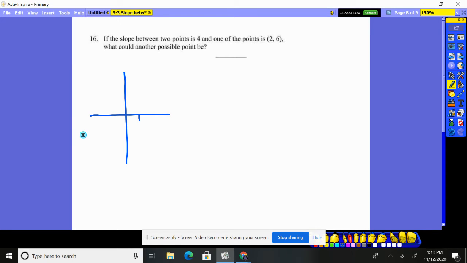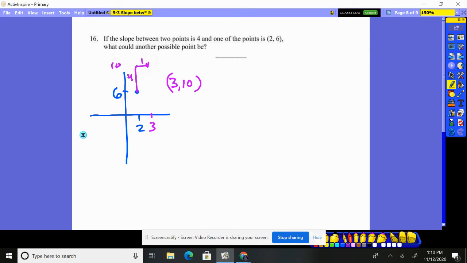Let's start with this. Let's say you have the point (2, 6) right here. Now, we said that it has a slope of 4, meaning a positive slope of 4. So you know that it goes up 4 over 1. So you could just say, hey, what's that point? Well, if you go over 1, you're at 3. And if you go up 4, you're at a height of 10. So (3, 10) is one solution.